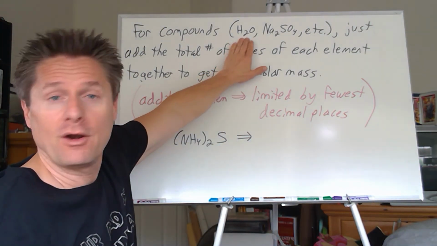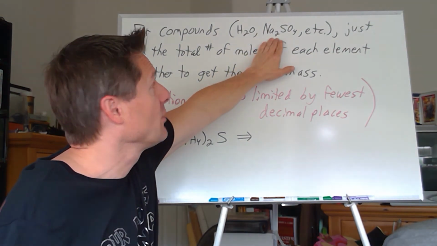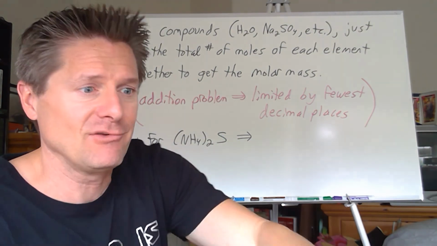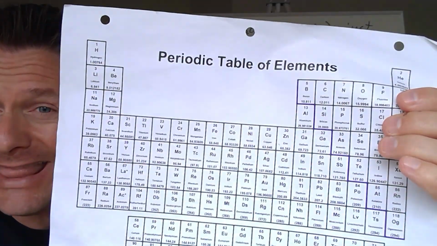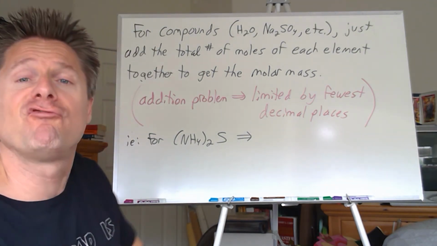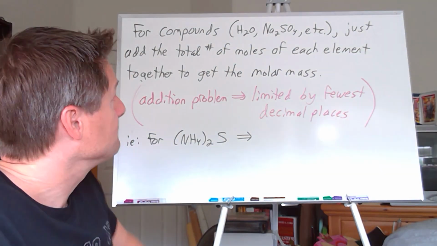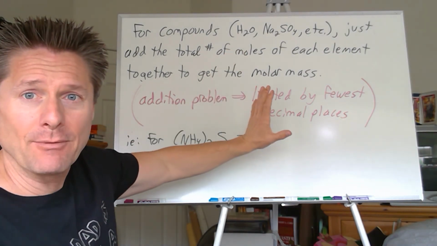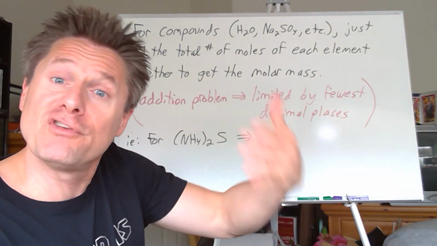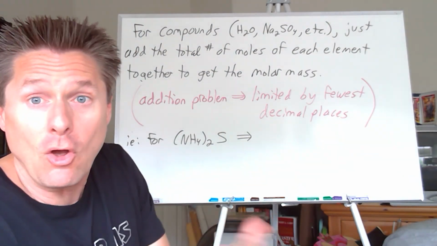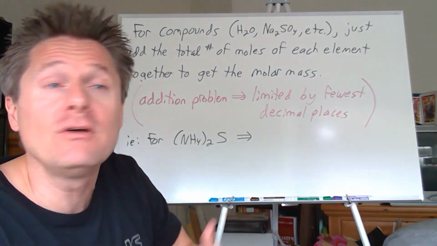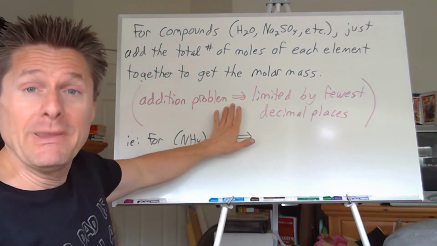So things like water, 2 hydrogens, 1 oxygen, sodium sulfate, 2 sodiums, 1 sulfur, 4 oxygens, etc. You can't just look at the periodic table because it's not on there, right? That's just elements. So how do we do the molar mass for a non-element species? Well, just break it down. And just count the number of moles of each element and just add them together. That's all you do. It takes a while, but you're going to do this all the time. It will be an addition problem.